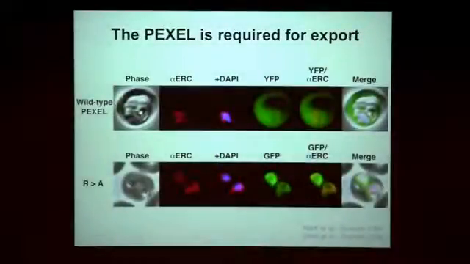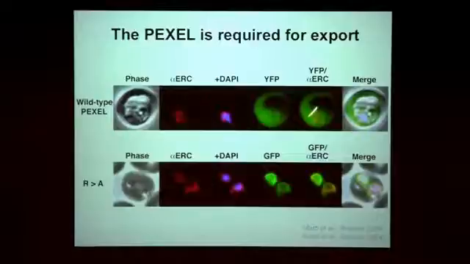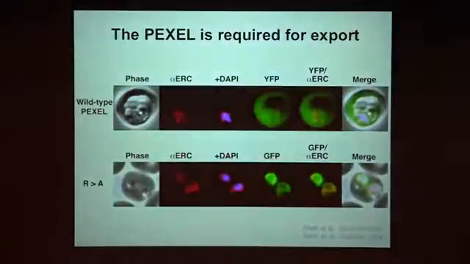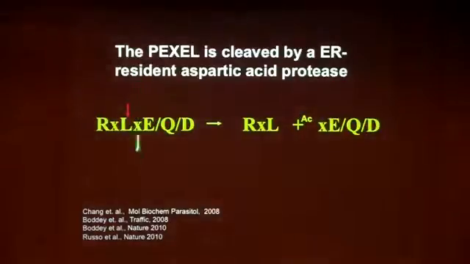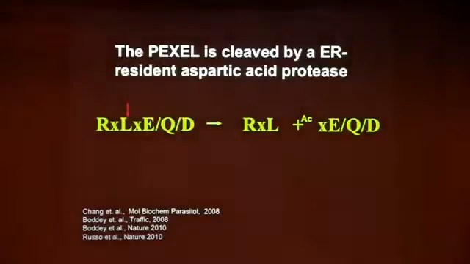So here again you have a wild-type PEXEL protein. The protein goes out, fills the red blood cell, but when you mutate just one of those residues, the protein can't get out and gets stuck in the ER. This led to a second stage in the discovery process, which was discovering a protein that cleaves this PEXEL, this five amino acid motif, and that's an ER-resident protease called plasmepsin V, that once it's processed the PEXEL motif, the protein then gets exported out to the red blood cell.